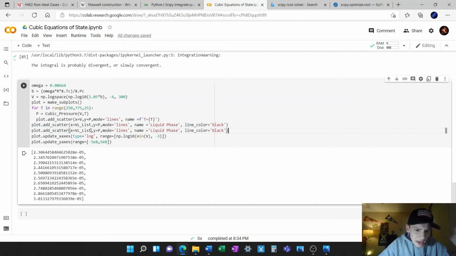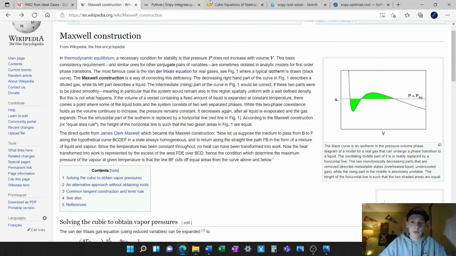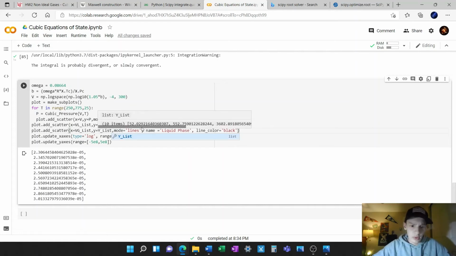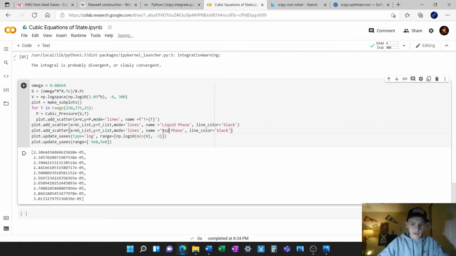So plot.add_scatter, with VG list, and then I forgot our Y. That's going to be our Y list now, because those are the pressures that we find for our Maxwell construction using the root solver. So that's fantastic. We do want our mode to be lines because we want this to be a nice smooth line. And we'll call this vapor phase. How about that? And let's see what we get.